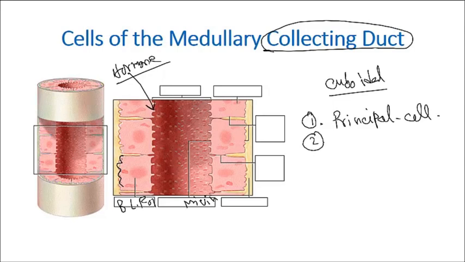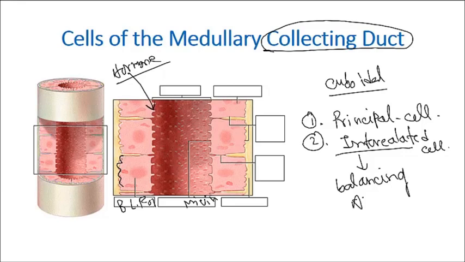Now, if we move to the second type of cells, known as intercalated cells. These cells, when the body acidity increases, secrete hydrogen ions into the urine to restore the acid-base balance of the body. That is the actual function of these intercalated cells. The number of intercalated cells is comparatively less than the principal cells.